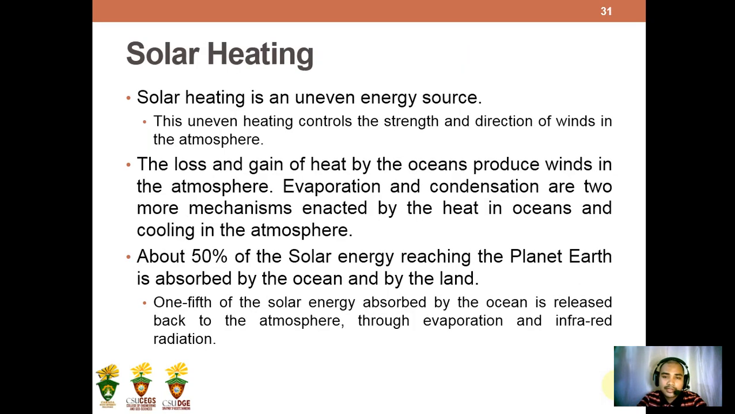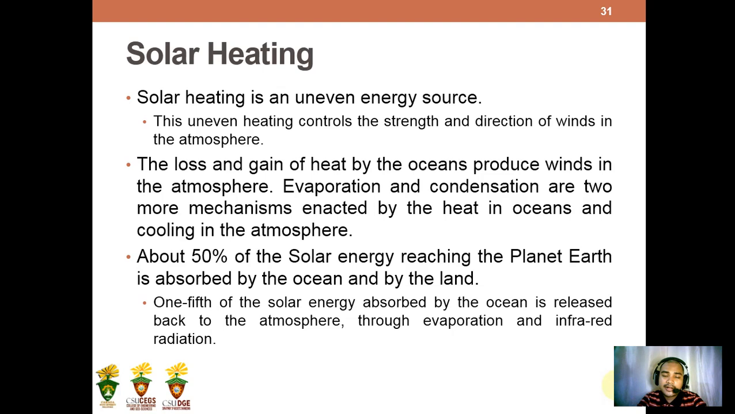So, tackling solar heating. When we say solar heating, it is an uneven energy source, and this uneven heating controls the strength and direction of the winds in the atmosphere. So if there is solar heating, there might be changes in the strength and direction of the winds in the atmosphere. It really affects it. And the loss and gain of heat by the oceans produce winds in the atmosphere.